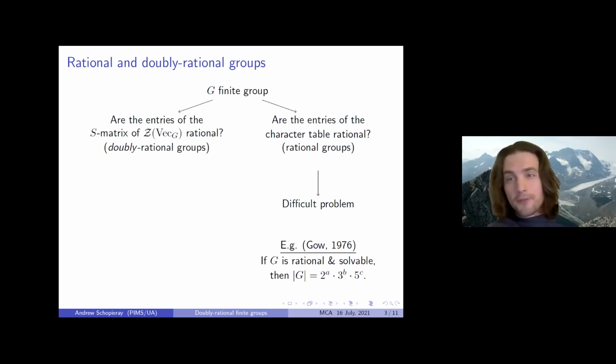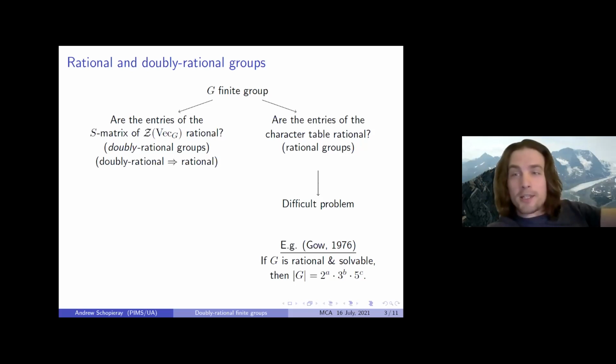So obviously, if we're asking this question about the double of the finite group, a sensible name for this would be a doubly rational group, a group whose S matrix of its Drinfeld double consists of just integers. That's also a sensible name, because if you're doubly rational, then you are certainly a rational group. And that sounds very mundane, but it's hard to emphasize how strong of a condition this is. It's an oppressively strong condition compared to being a rational group.